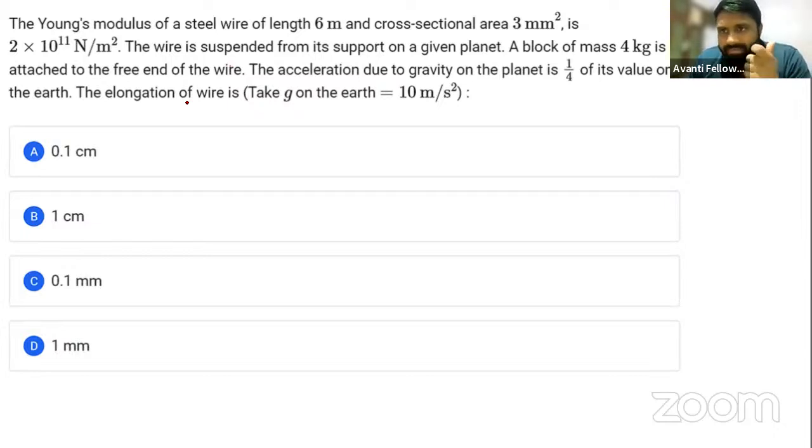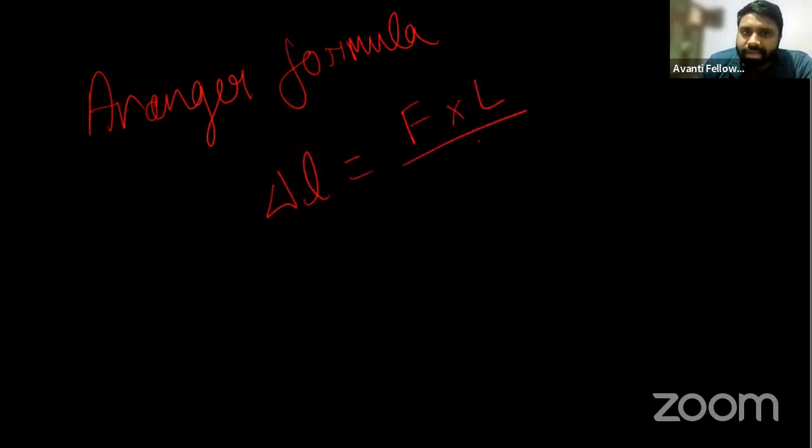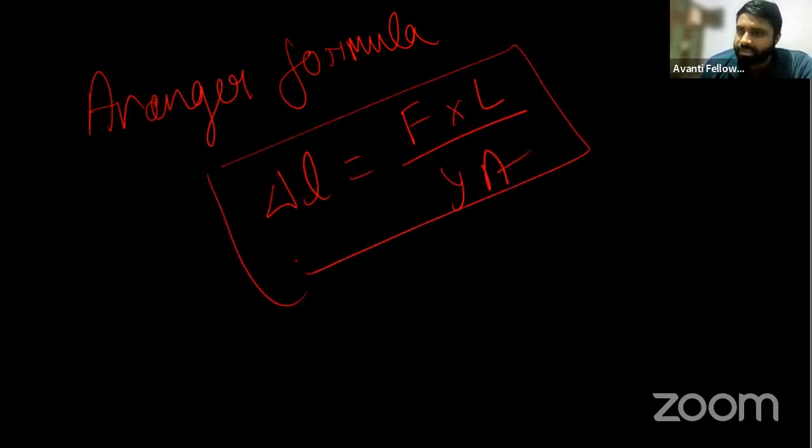Do you remember the elongation formula of this chapter? This is our formula. And what is that? The elongation is given by the load applied times the length divided by YA. Okay, this is our formula.